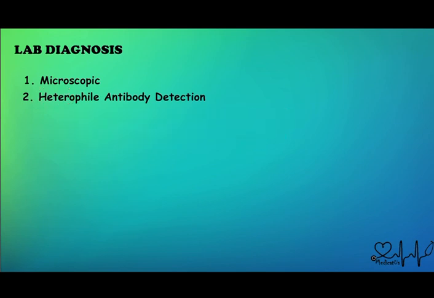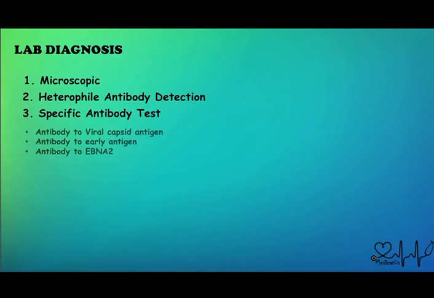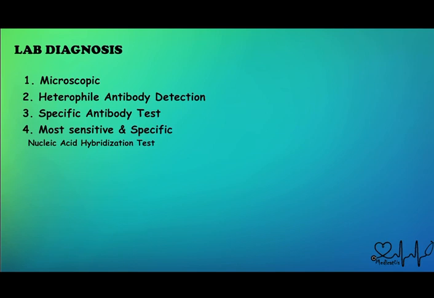This was all non-specific, but now we have specific antibody tests. And the Epstein-Barr virus has a capsid, so we have a test for that, the antibody to viral capsid antigen test. The other test is antibody to early antigen. This is for early detection. And what else does this virus have? It has EBNA2. So we have a test for that, antibody to EBNA2. And the most sensitive and specific test will be the nucleic acid hybridization test.